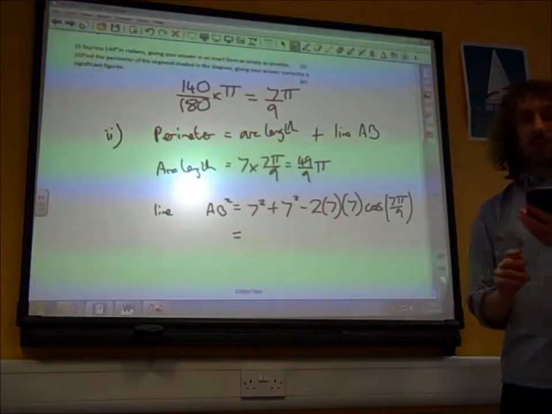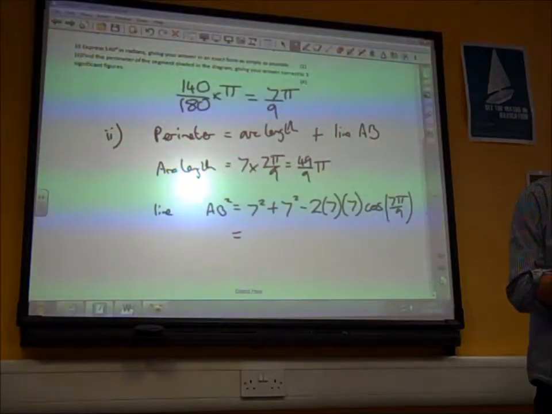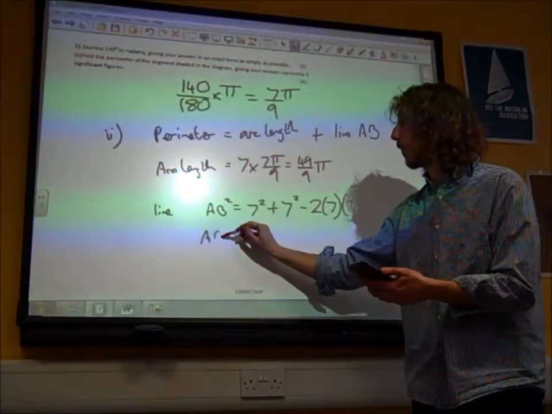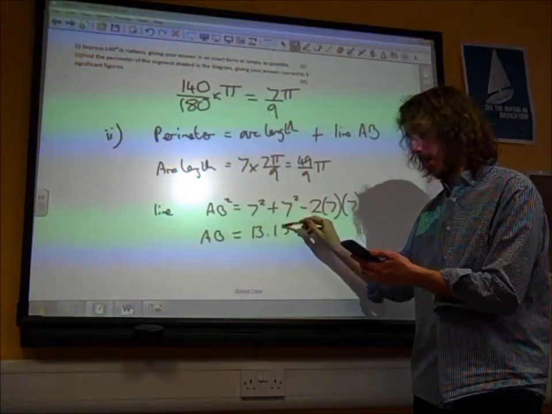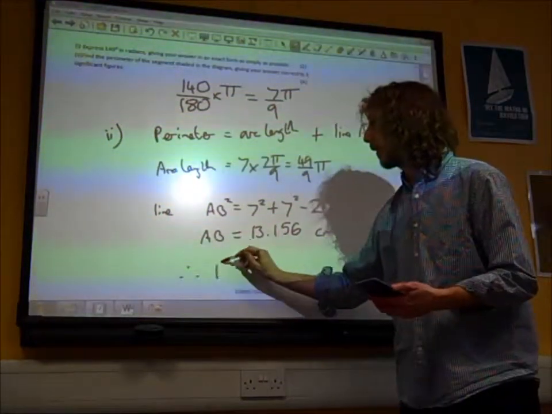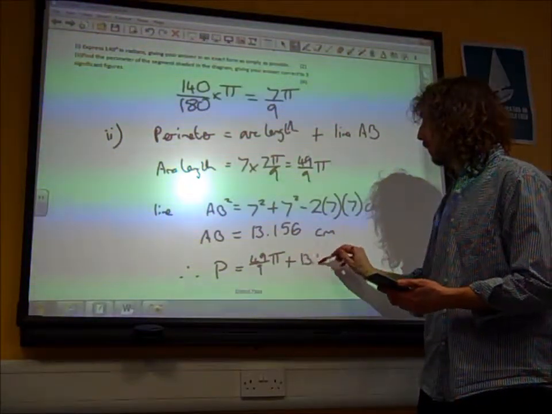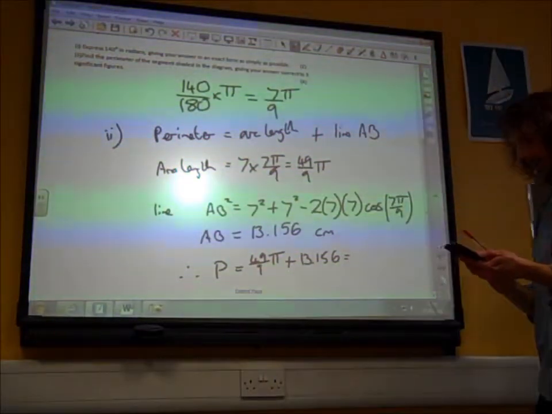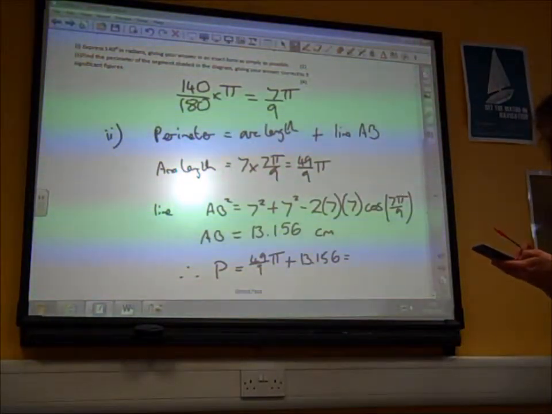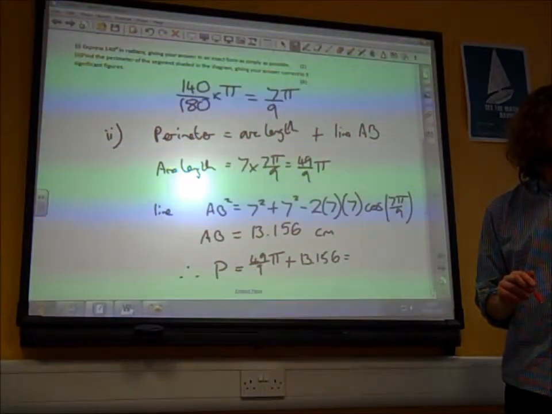That gives me AB squared is 173.07, so AB is the square root of that. AB is 13.156 centimetres, and so the perimeter is 49 over 9 pi plus 13.156, which gives us 30.3. Very good.